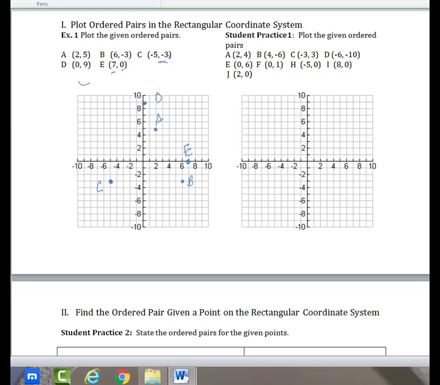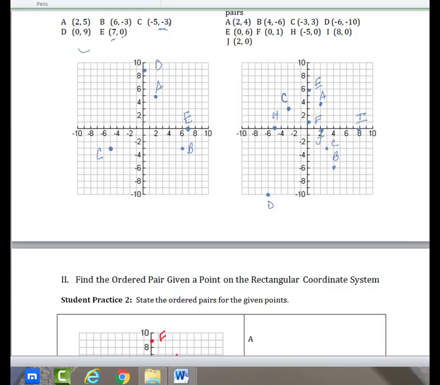So if you've never done this before, and you want to try this student practice, pause the video and plot the ordered pairs, and then start the video up again and check your answer. So take a minute and just compare your answers to mine and see that you've done that correctly.